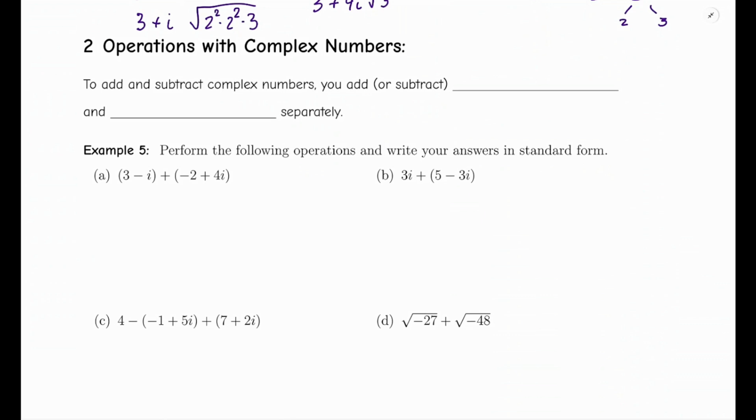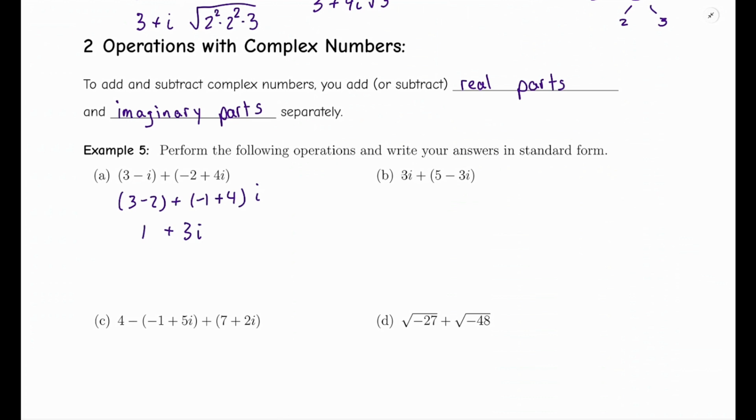To add and subtract complex numbers, you add or subtract the real parts and imaginary parts separately. Example 5, perform the following operations and write your answers in standard form. So again, you just combine the real parts, so that becomes 3 minus 2 plus (-1 plus 4i). So that's 1 plus 3i.